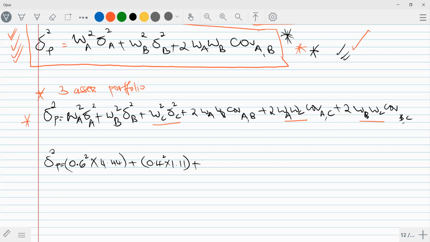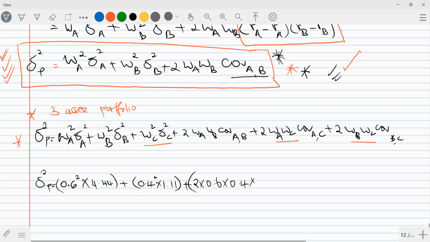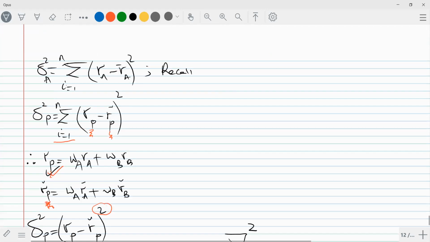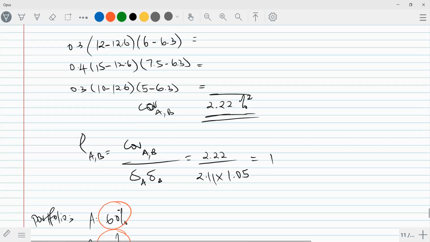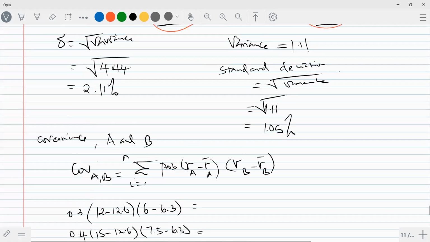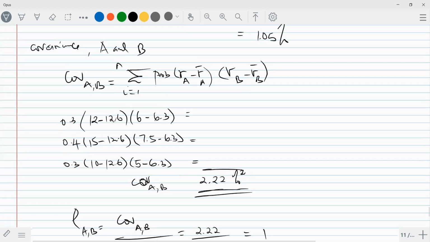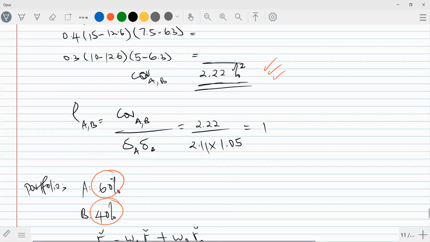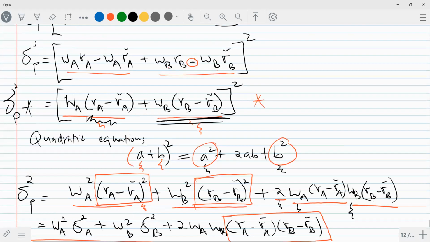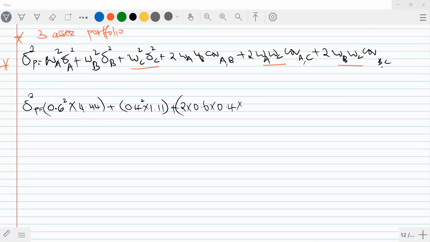Two times the weight of asset A, which is 0.6, times the weight of asset B, 0.4, times the covariance between A and B. You have done that already, so let me look for the figures. Yes, here it is. We have done it already here. The covariance between A and B is 2.22. So I just plug it into our final equation, times 2.22.